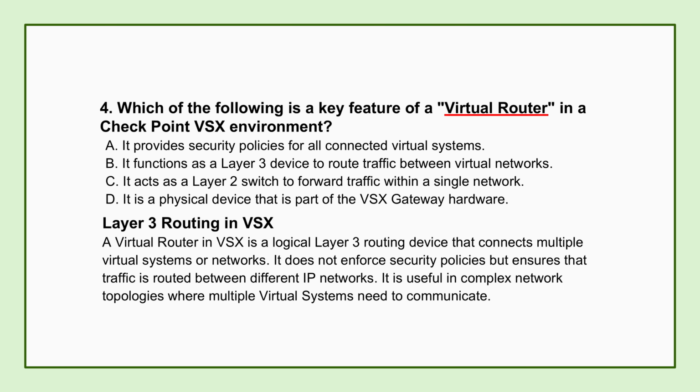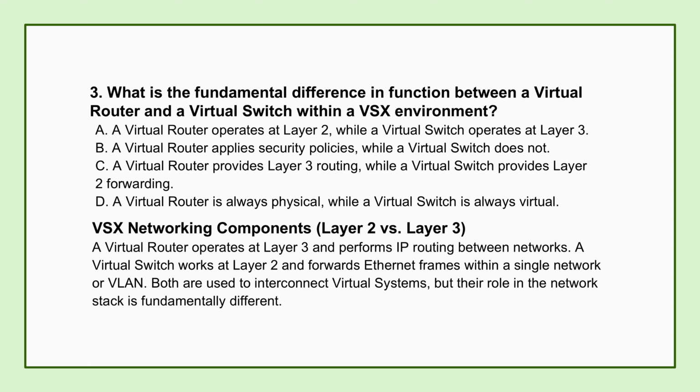Its main job, routing IP traffic between different virtual systems, or maybe between a VS and the outside physical network. But, and this is crucial, the VR itself doesn't apply security policies. It's just focused on efficient IP routing, getting packets from network A to network B. Got it, just the routing. So what about the virtual switch then?